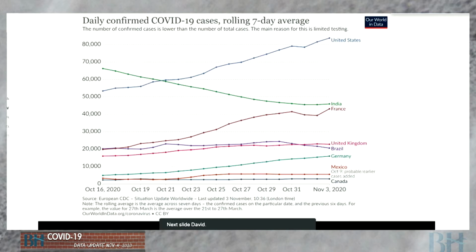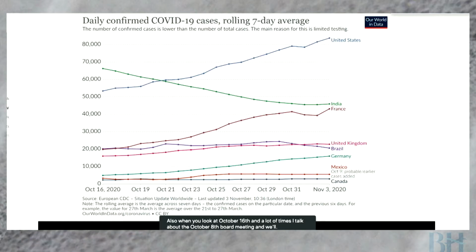Also, when you look at October 16th, and a lot of times I talk about the October 8th board meeting and where we were and just how different it continues to change. You can see October 16th in the United States, where we were case-wise, we're a little over 50,000 as far as daily confirmed COVID-19 cases, looking at a rolling 7-day average. Now we're well over 80,000 and approaching 90,000 cases daily. How does that compare nationally? You can see India's dropped, but you can see France has gone up. You can see the United Kingdom has gone up. And you can see Germany's gone up as well. But all that pales in comparison to where we're at as a country.